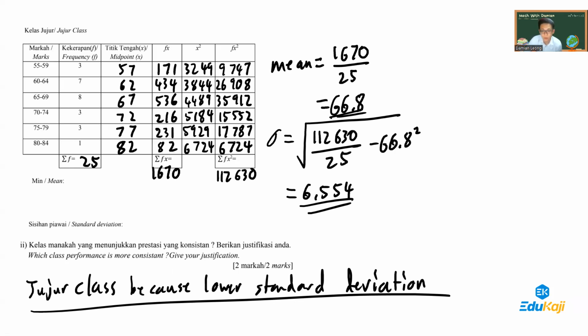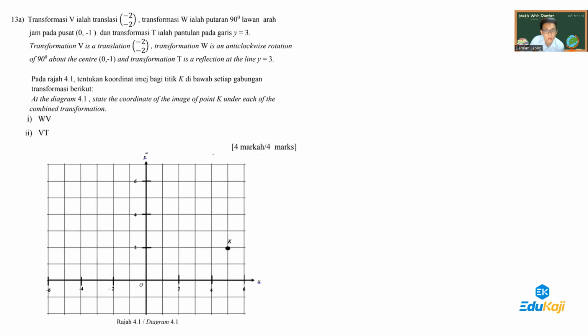Okay, that's question 12. 13. So diagram 4.1, state coordinates of K under each of the combined transformation. WV means V and then W. V is translation -2, -2. So -2, -2 here. Then W, anti-clockwise rotation 90 degrees about center 0, -1. 0, -1 is here. Rotate this 90 degrees anti-clockwise. So go here, this point.